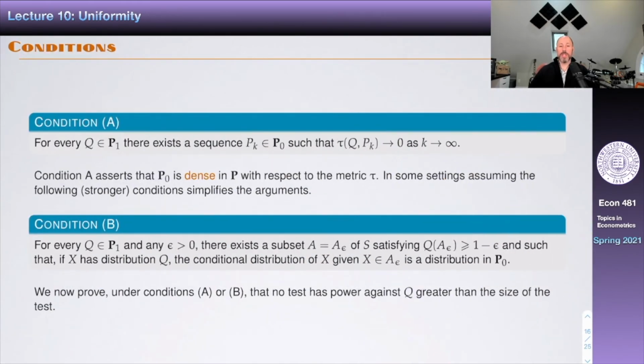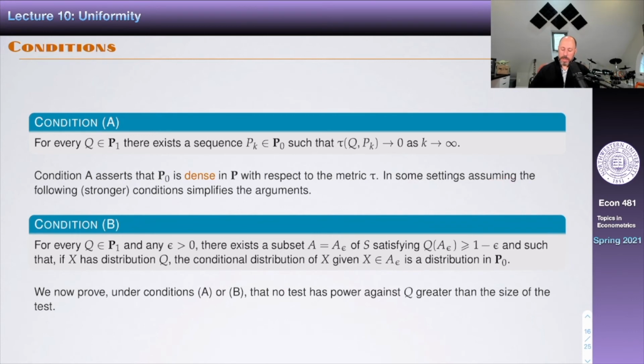So there are two conditions that Romano imposes to present the first theorem. The first one says the following. For every Q in P1, the alternatives, there exists a sequence Pk in the null such that the total variation distance between Q and Pk goes to 0 as k goes to infinity. I wrote here, condition A asserts that bold P0 is dense in bold P1 with respect to the metric tau.